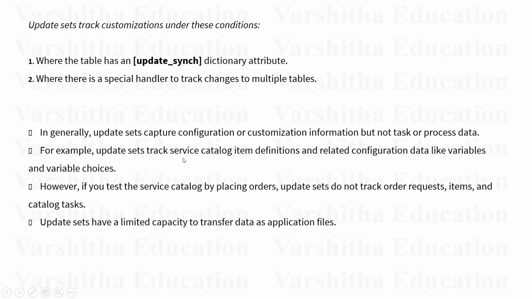For example, updates that track service catalog items, definitions and related configurations, data like variables and variable choices. However, if you test the service catalog by placing orders, update sets do not track order requests, items, and catalog tasks. Update sets have a limited capacity to transfer data as application files.